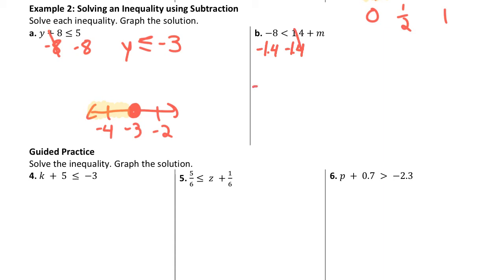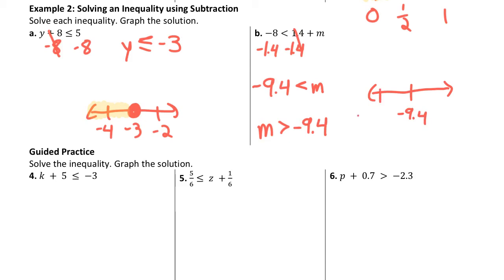So this becomes negative 9.4 is less than m. I'm going to rewrite this as m is greater than negative 9.4. I always want that variable to be on the left. That makes things easier to read, which makes things easier to graph. So negative 9.4, for numbers I would pick, maybe I'd go negative 9.5, negative 9.3. A number less, a number greater. This would be an open circle since it's just greater than, and I would shade to the right to finish graphing that solution. Okay, I would shade to the right because it's greater than negative 9.4.